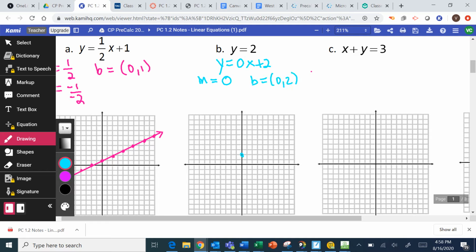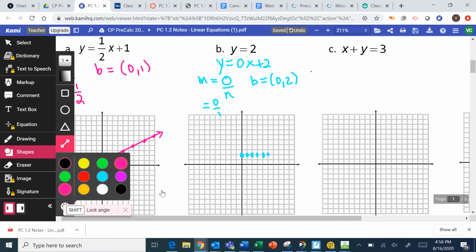So we begin at (0, 2), and 0 can also be written as 0 over any number. You can pick a number if you want, 0 over 1. That means I go up nothing, but I go over 1. Go up nothing, go over 1, and so on. So what we're making here is a horizontal line. We'll go ahead and draw that line in.